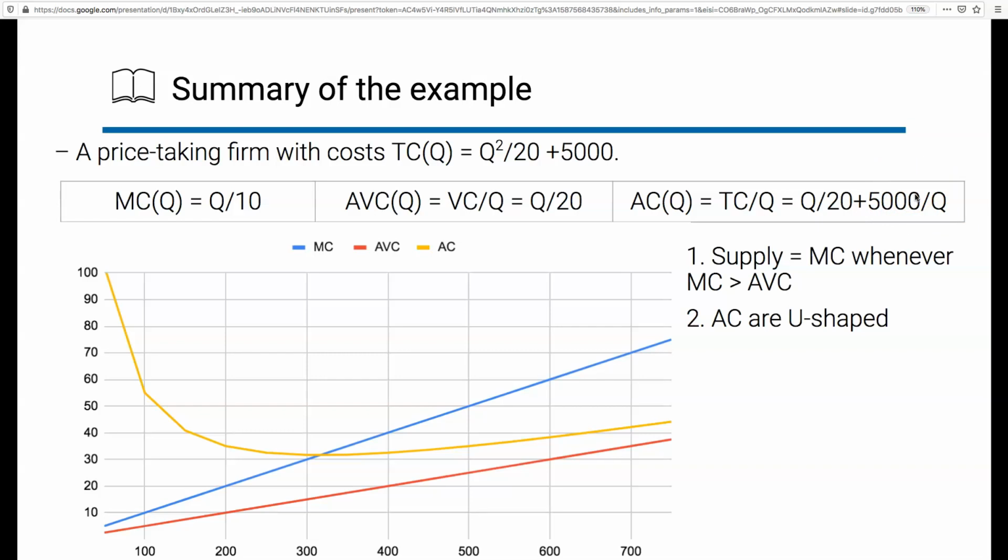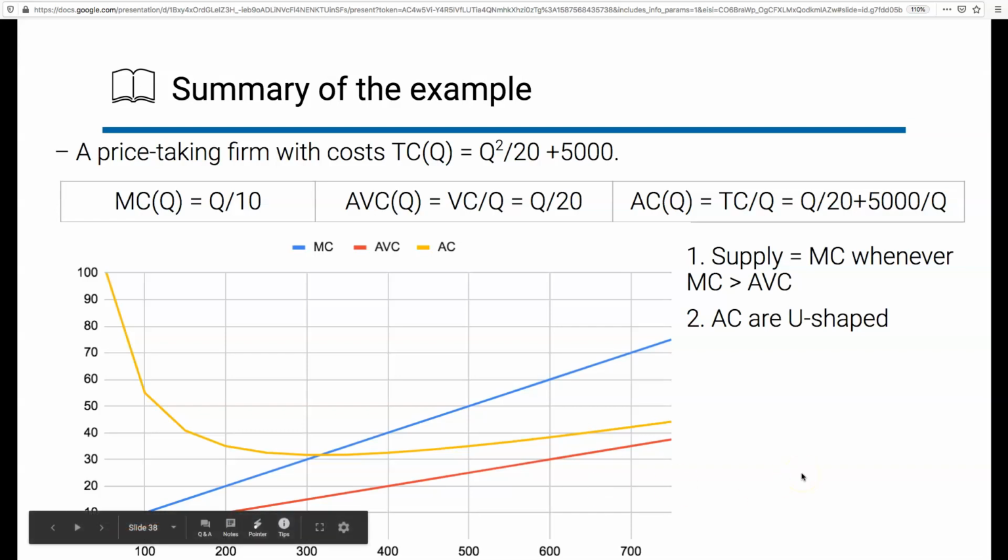As output increases, 5,000 over q gets smaller and smaller and goes towards 0, whereas the average variable cost increases. So the higher the output, the closer the red line and the yellow line will be to each other. So we start very high, and then we fall, and then we go up again. Small levels of output, average fixed cost is high, average variable cost is low. High levels of output, average variable cost is high, average fixed cost is low. But their sum is always above a certain level.